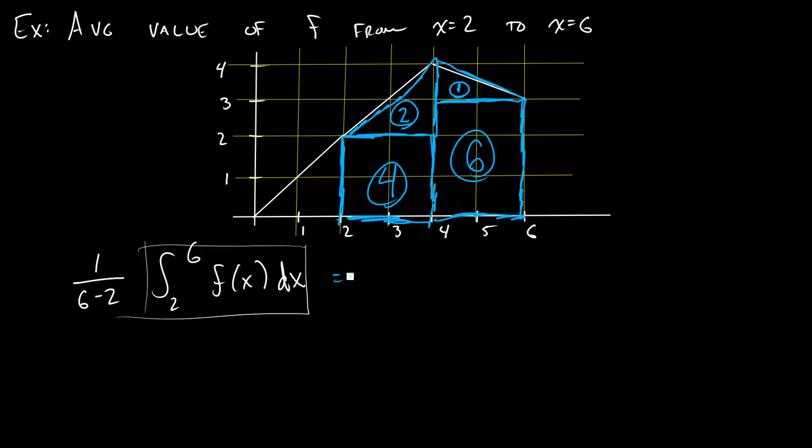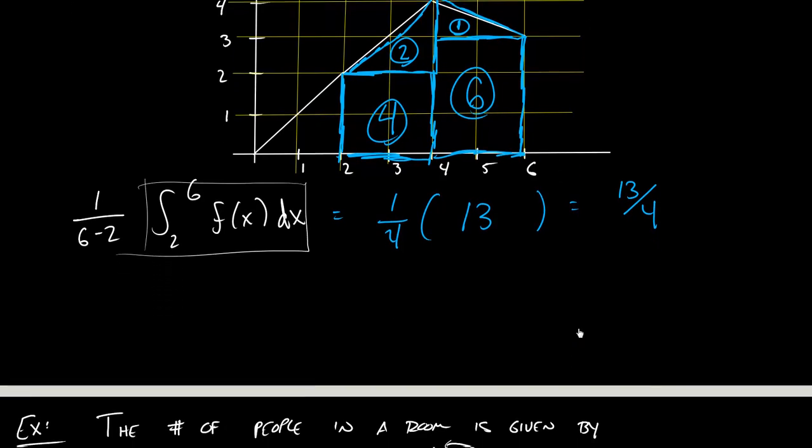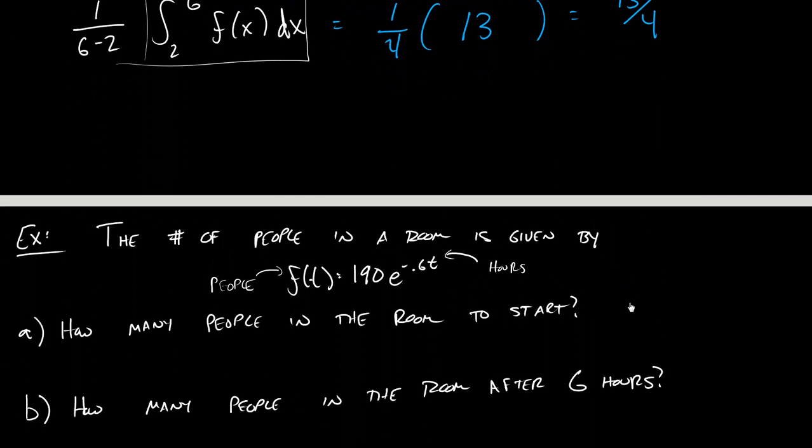So my final answer would be 1 over 4 times the integral from 2 to 6 of f of x. This integral is equal to 13. And so my final answer would be 13 over 4. Okay, that is the average value of f of x from 2 to 6. Now let's just take a look at a couple word problems before we end this section.